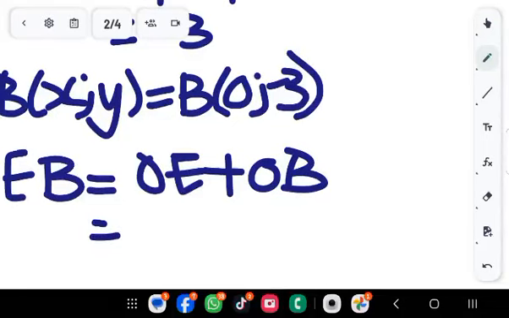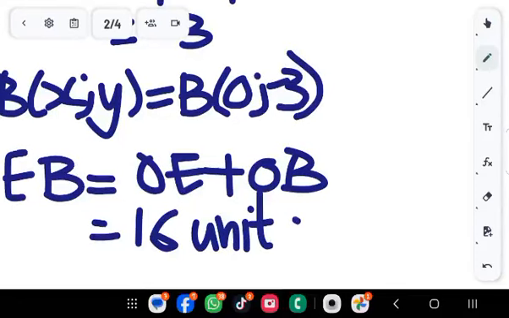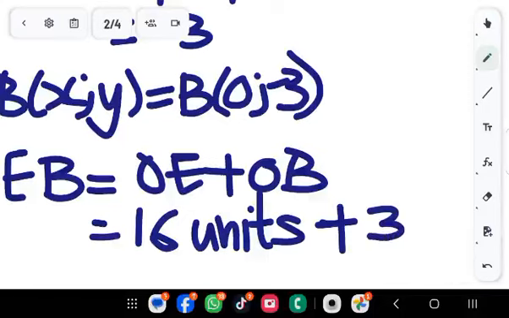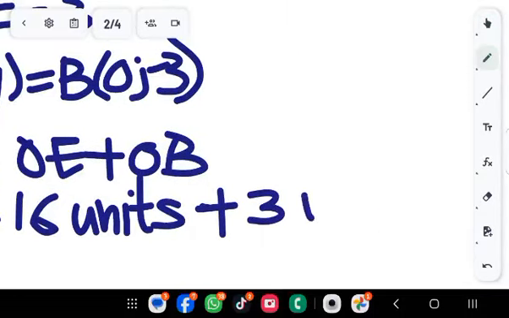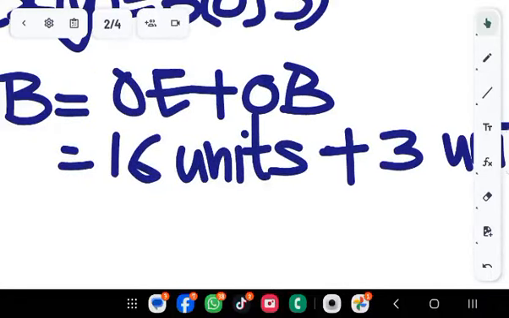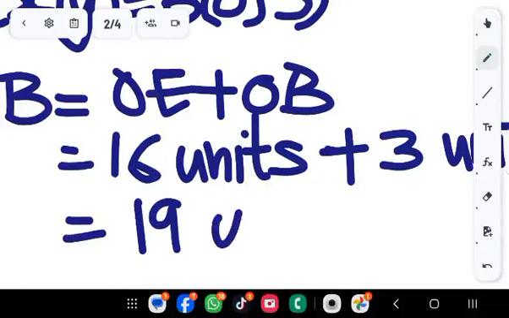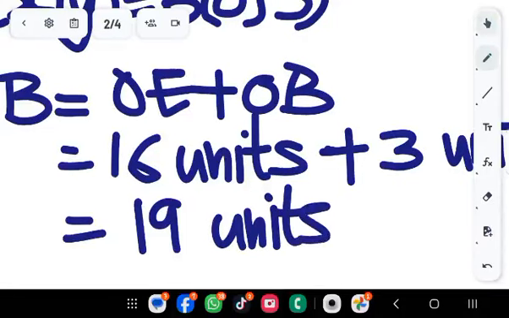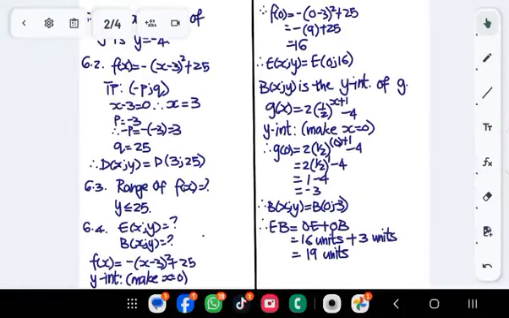OE is how many units? That is 16 units. And then OB is simply 3 units, because if you go from 0 to negative 3, that takes you 3 steps. Now let's add 16 plus 3, which is equal to 19. So the length of EB is 19 units, and that's how you find the answer to this type of question.